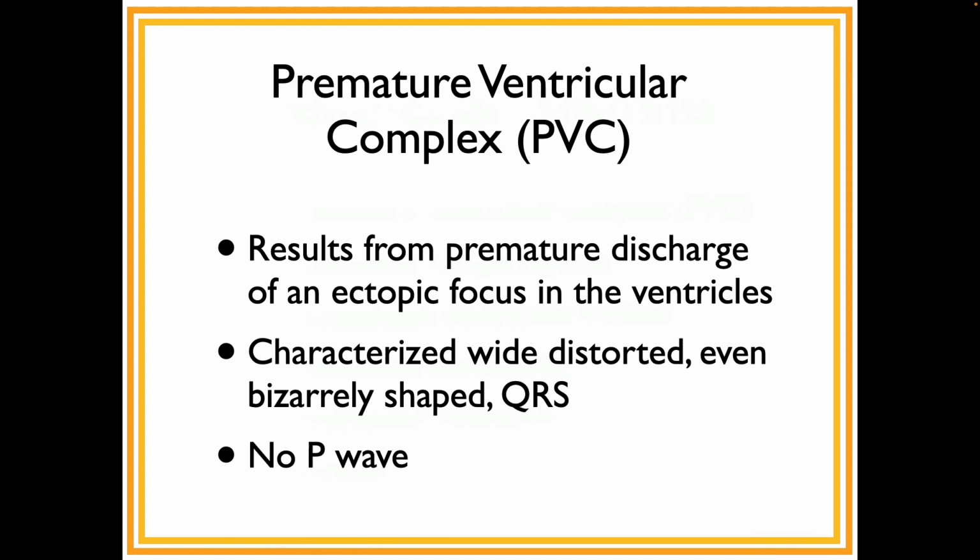And what you're going to find with PVCs, and actually ventricular rhythms in general, is that the shape of the QRS is going to be different depending on whether the ectopic focus is at the top of the ventricles or the bottom of the ventricles. All of these QRSs have the potential to look different from each other. Okay, so that's why we say even bizarrely shaped. And because it's in the ventricles, there's no P waves.